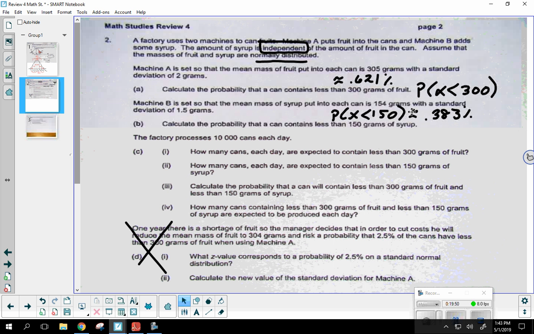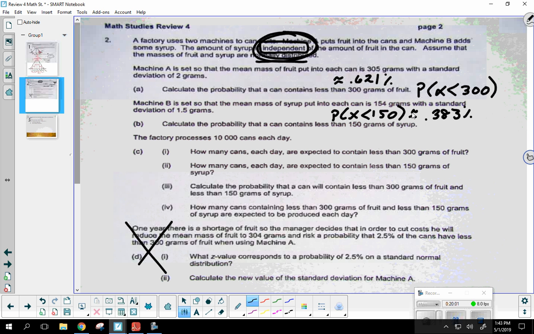Don't do 3 yet, because 3 relates back to the fact that they said the amount of syrup is independent of the amount of fruit in the can. Now, if you remember what that means, by all means, go ahead and continue. But let's see if you can figure out the first 2 parts of C.